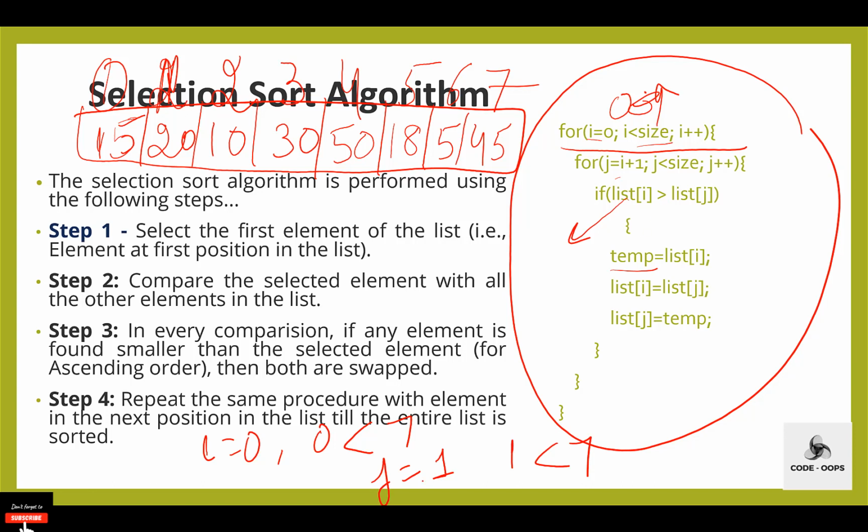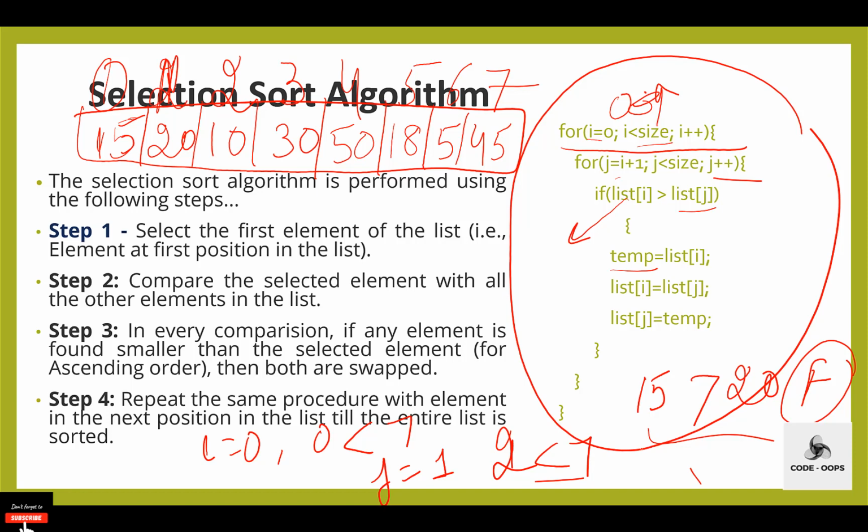If list of i, the element at i index, 15, is greater than the element at j index. j is 1, the element at first index is 20. 15 is greater than 20? The condition is evaluated to be false. There is no swap. j plus plus, j becomes 2. 2 is less than 7. The condition is evaluated to be true.